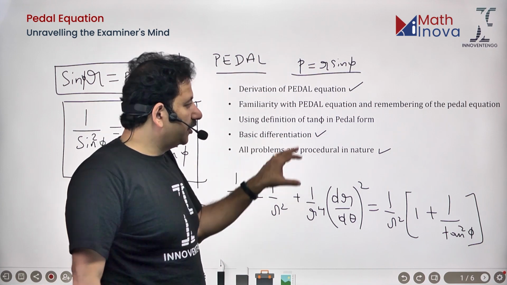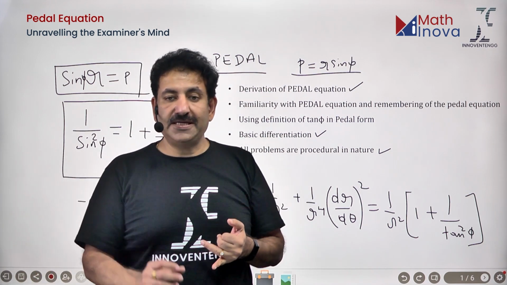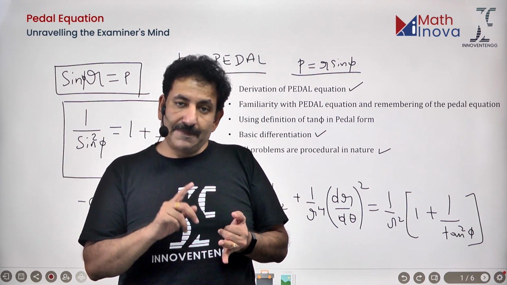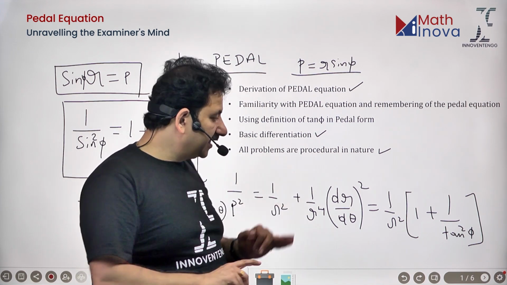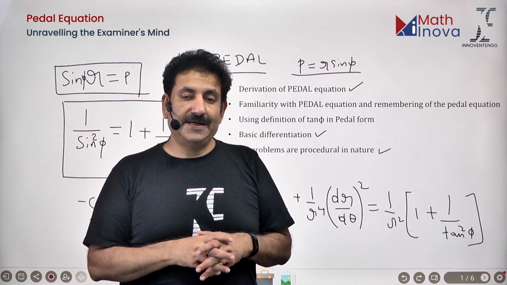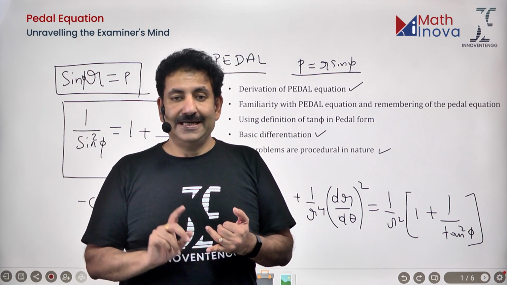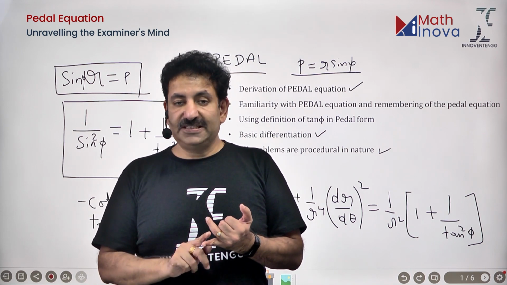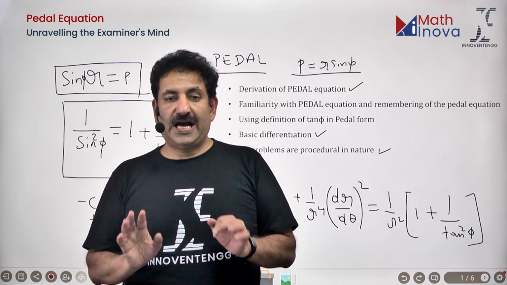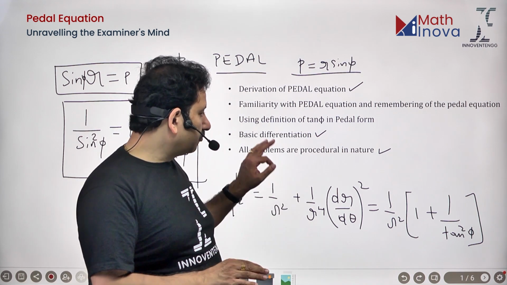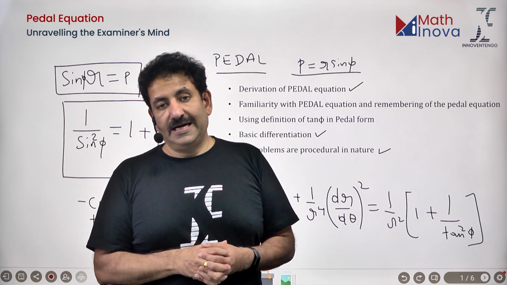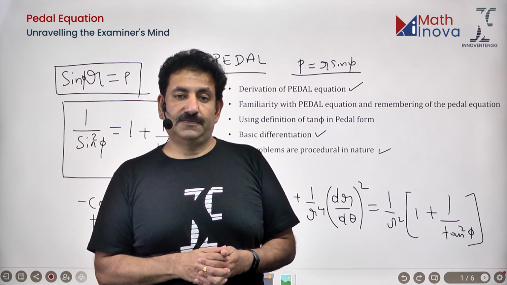So this is what the examiner looks for, in summary: a correct derivation of the Pedal equation, a perfect remembering of the various forms of the Pedal equation, two forms which we had to use in many problems. And third, your ability to differentiate efficiently, and then your ability to simplify trigonometrically. So if you have these skills, I think you can score full marks in this section. So therefore, let's move on and look at more discussions.